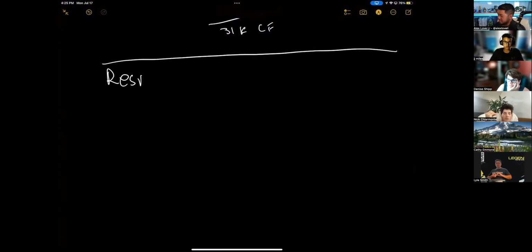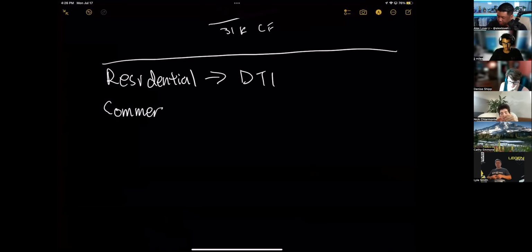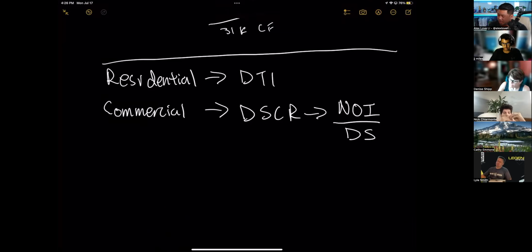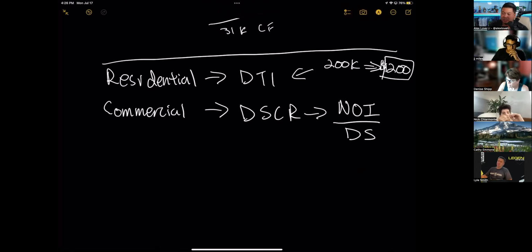Residential, they look at DTI. Commercial, they look at DSCR. Now, DSCR is your net operating income, your NOI, divided by your debt service. What is debt service again? Debt service is how much it costs you to get this loan. In the example that we showed for residential, for that $200,000 loan, it cost us $1,200. This is your debt service.